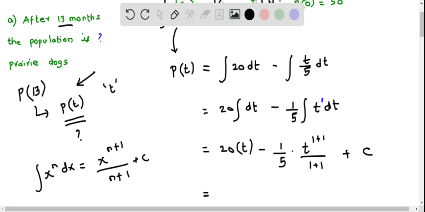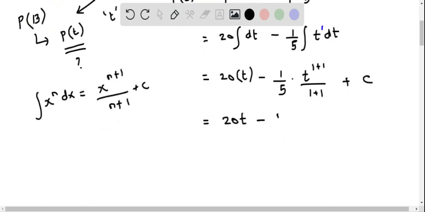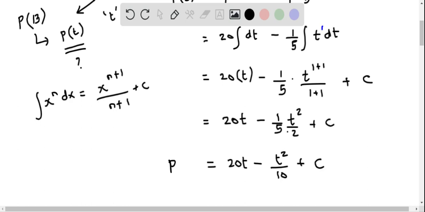So let's get this simplified. This equals 20t minus 1/5 of this t raised to the power of 1 plus 1, which is t squared, divided by 1 plus 1, which is 2. So this becomes 5 times 2, and I can simplify this as 20t minus t squared by 10, because 5 times 2 is 10. So this is t squared by 10 plus c. So this is the equation which represents the function p of t, and this basically represents the population of the prairie dogs for any given values of t.